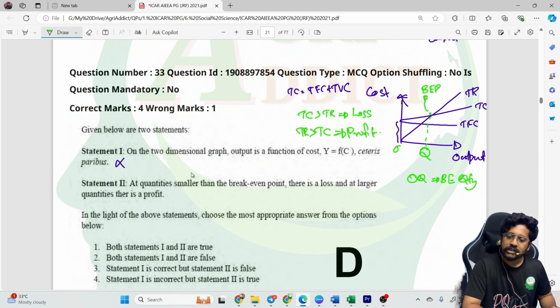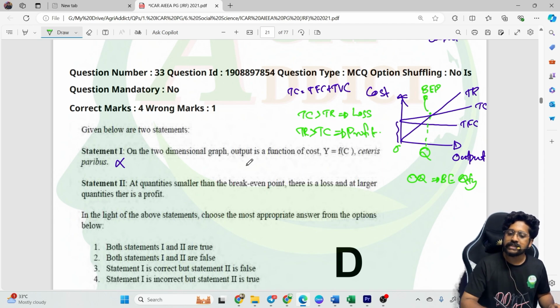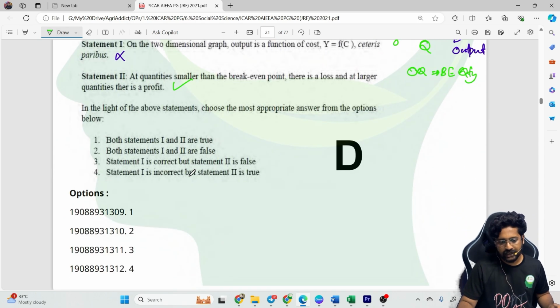So the statement goes like this: at quantities smaller than the break-even point there is a loss, and at larger quantities there is profit, which is a correct statement, right? Therefore statement 1 is incorrect and statement 2 is correct. The fourth option will be the correct answer.